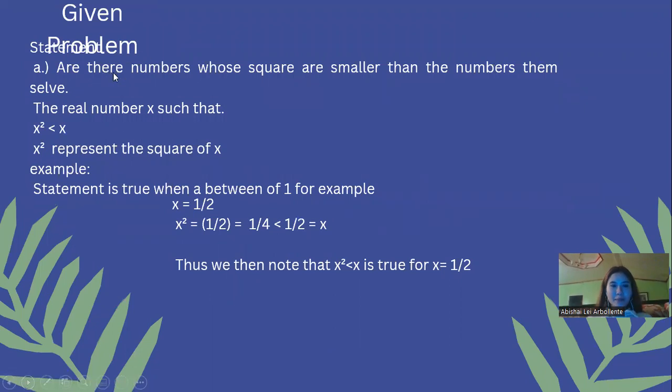Given problem statement: are there numbers whose squares are smaller than the numbers themselves? The real number x such that x squared is less than x, where x squared represents the square of x. Example: the statement is true when, for example, x equals 1/2. x squared equals (1/2) squared, which equals 1/4, which is less than 1/2, which equals x. Thus, we note that x squared less than x is true for x equals 1/2. This is the given question for me.